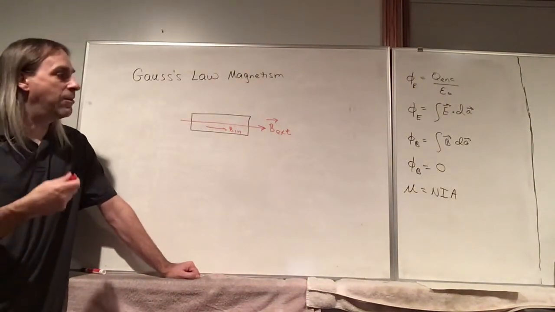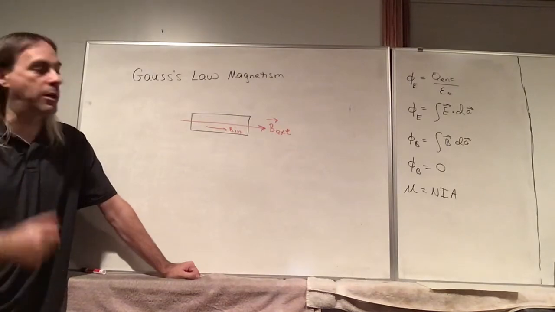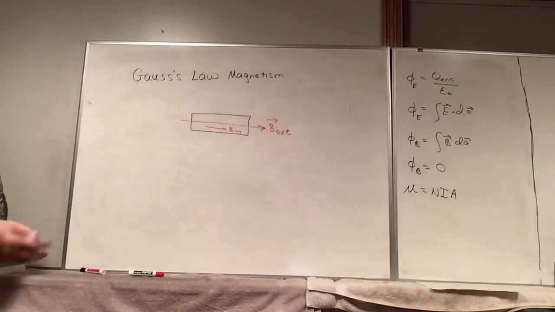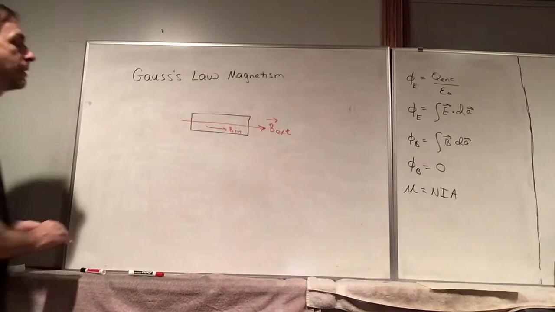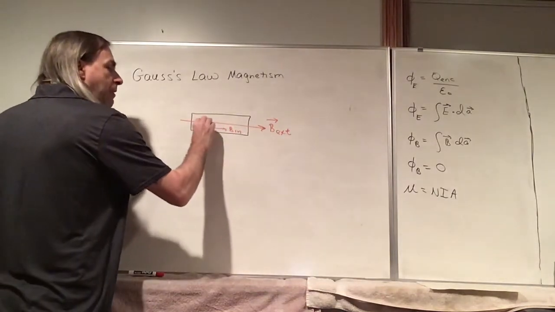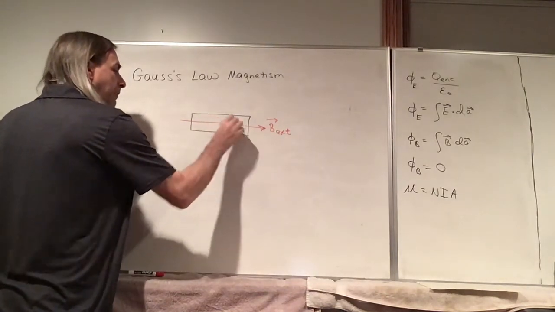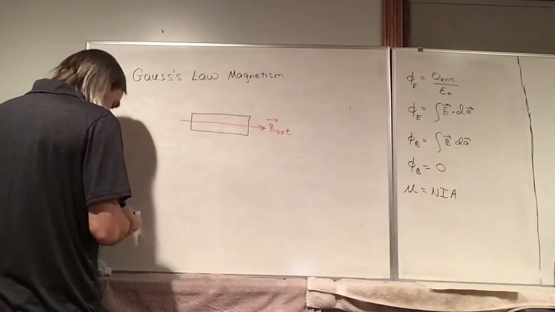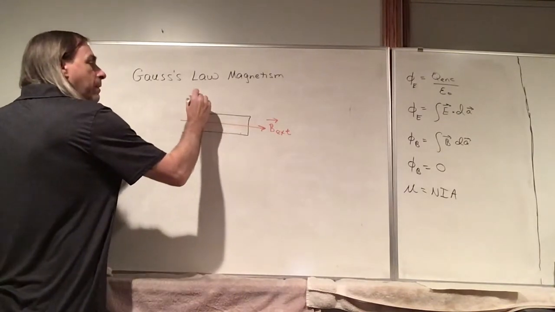Okay, now not every material is paramagnetic, but typically odd numbers on the periodic table. Now there's another phenomenon that all materials have, and that's called diamagnetism.